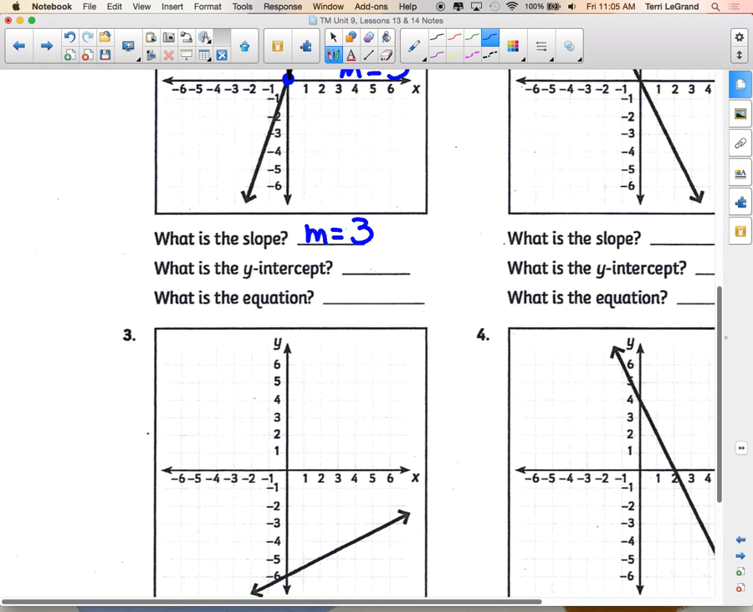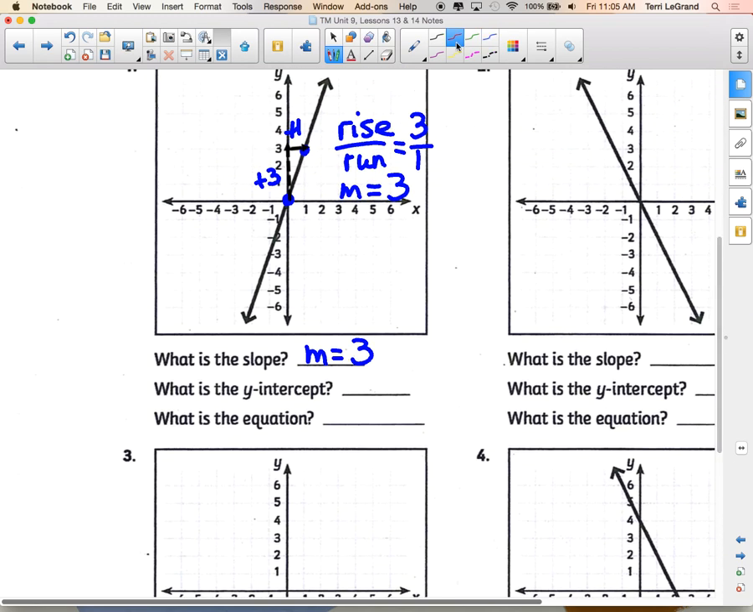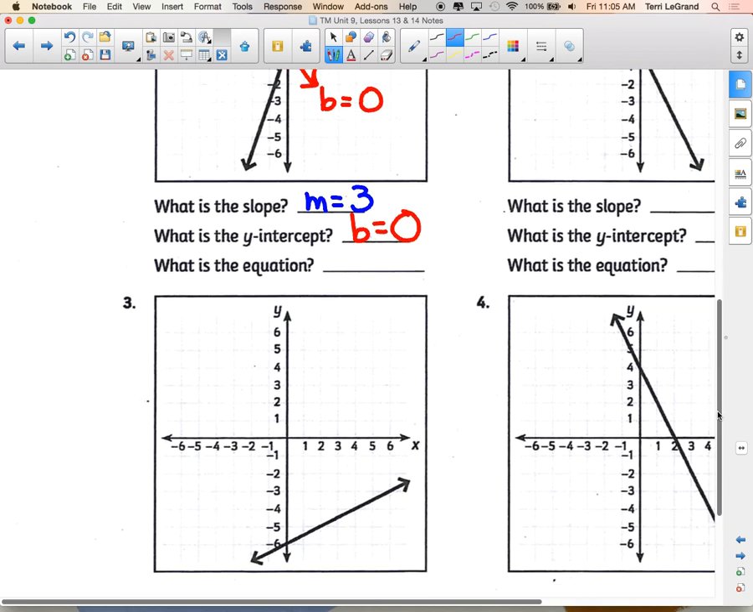Okay, what's the y-intercept? 0. Oh, it's 0 again. It's crossing through 0, so that means b equals 0. Okay, what would our equation be? y equals, what are we going to put in for m? 3. What comes after that 3? x plus 0. What if they don't give the answer that way in the answer bank? y equals 3x. Okay, there we go.